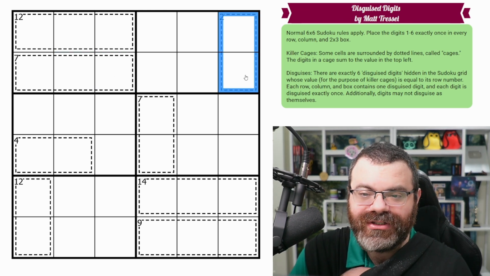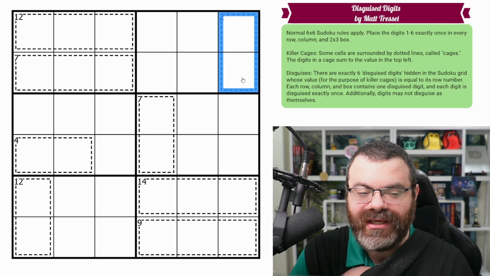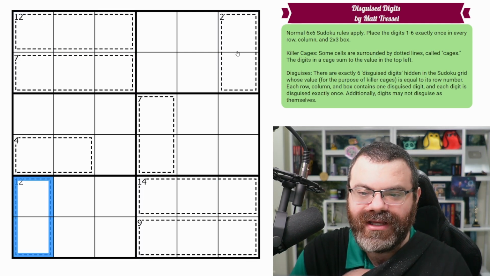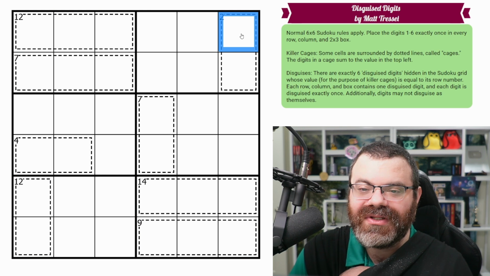I bet this 2 cage helps us, though. Yeah, so let's start with the 2 cage instead. I thought doing this sum here would be helpful. I was going to do this sum as well, but the 2 cage and the 12 cage are a great starting point, because that tells us right away.